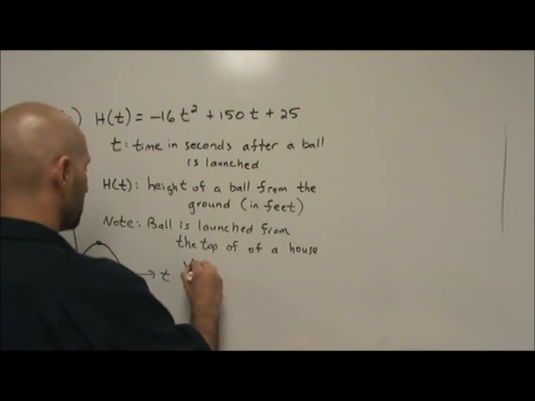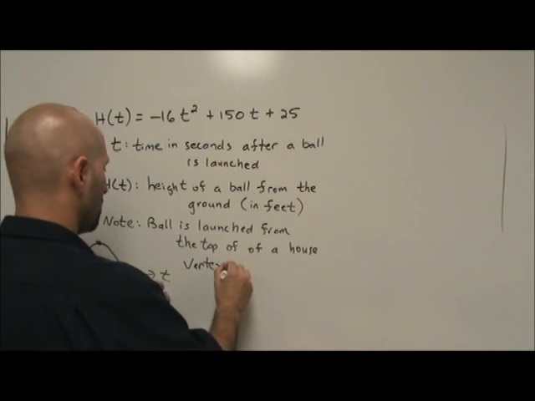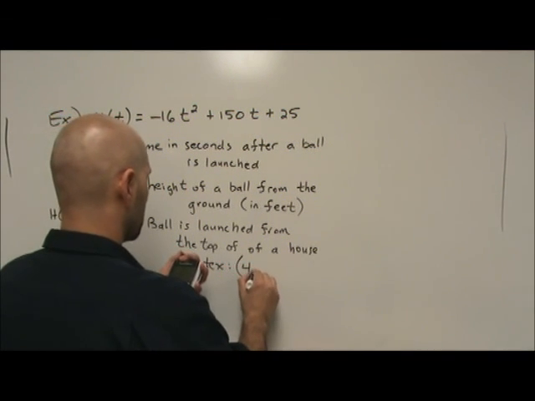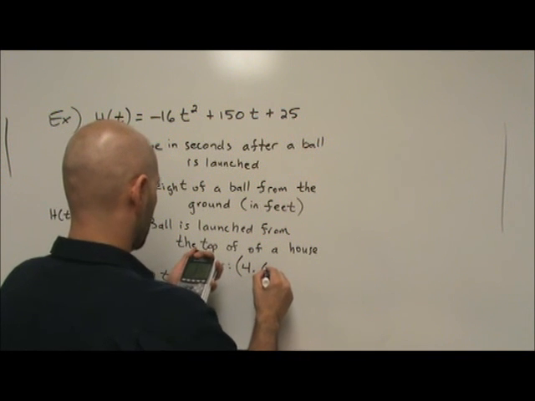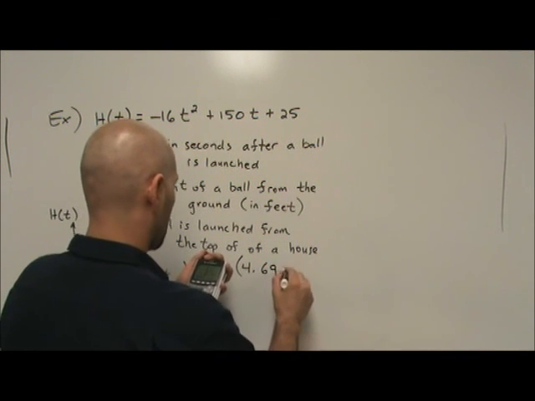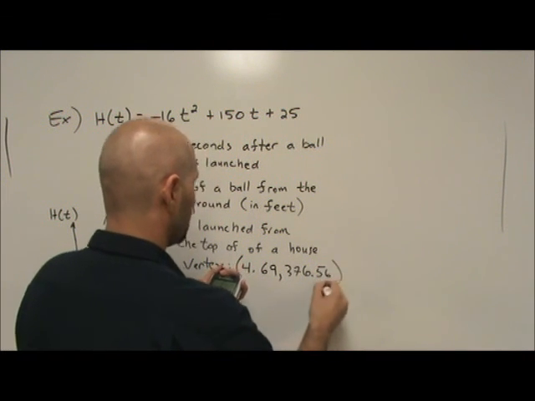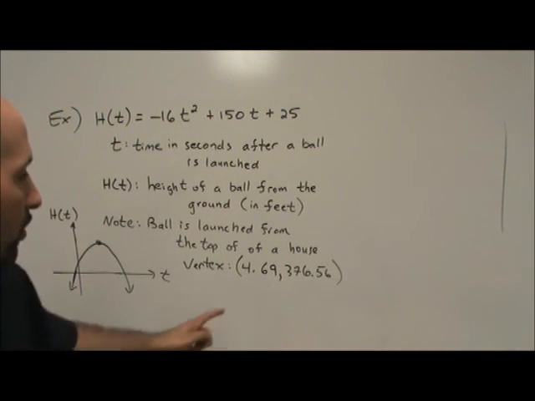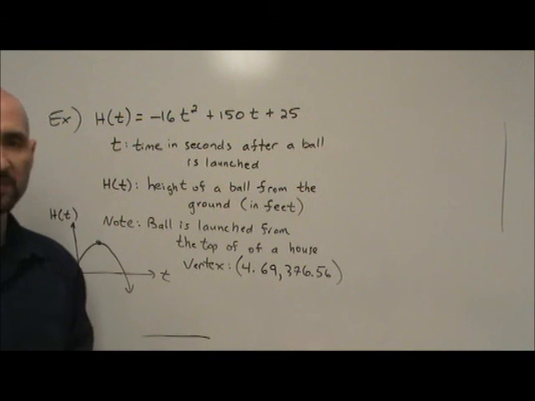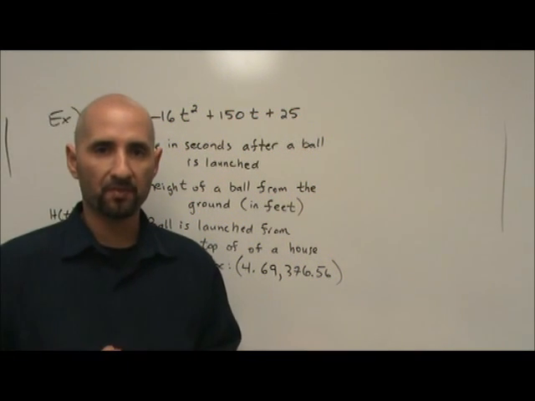So the vertex is approximately 4.69, comma 376.56. So 4.69, comma 376.56 is the coordinates of the vertex.